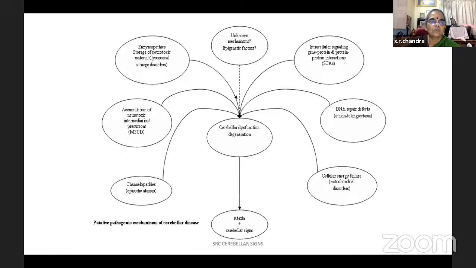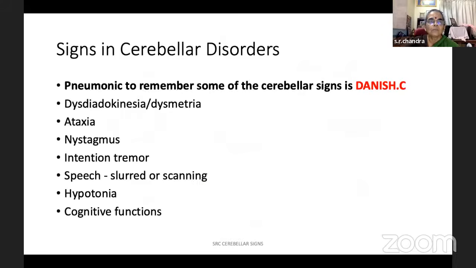And disease happens due to various causes. It can be acquired or it can be genetic, we know. It can be channelopathy, it can be due to accumulation of neurotoxic materials, or it can be enzymopathies, or it can be unknown mechanisms, and it can be a signaling disorder, DNA repair disorder, or cellular energy failure. So many groups of disorders can lead to cerebellar disease. So now we will remember the mnemonics again, what I have told, and we'll go one by one.